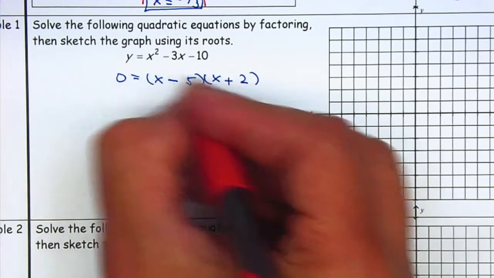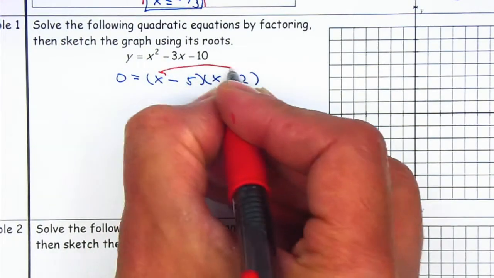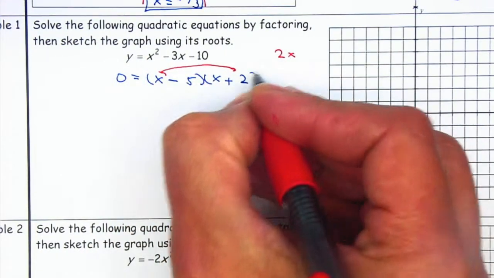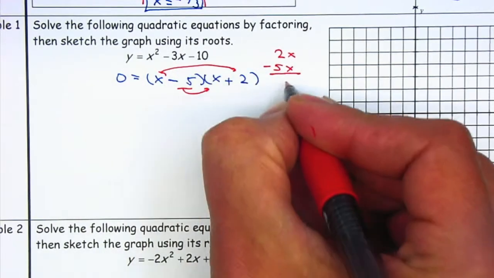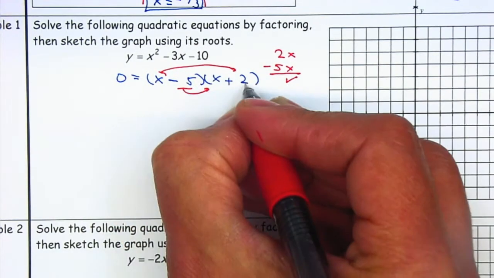Let me double check. X times x will give me x squared. That gives me 2x. This will give me negative 5x. And that gives me negative 3x. And then negative 5 times 2 will give me negative 10.